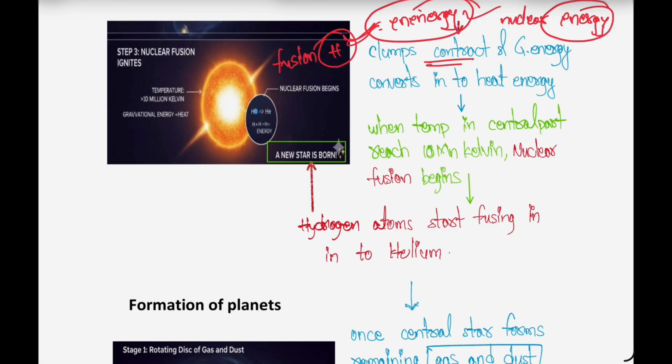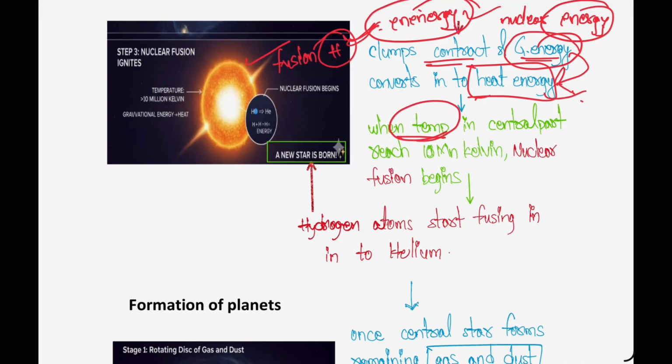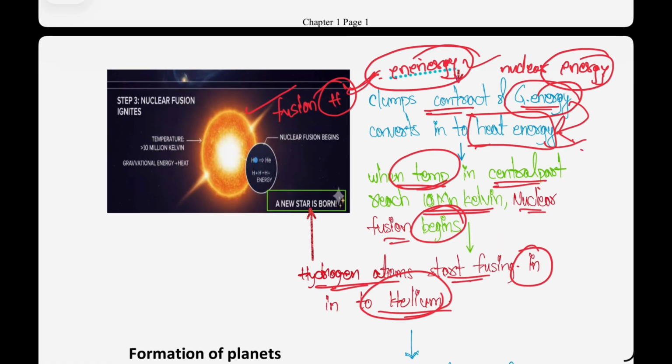So clumps contract, and the gravitational energy present in these clumps will be transformed into heat energy. When the temperature in this clump, in the central part, reaches 10 million Kelvin, nuclear fusion begins and hydrogen atoms start fusing into helium, right? And that's how a new star has been formed. That's how the sun has also been formed.